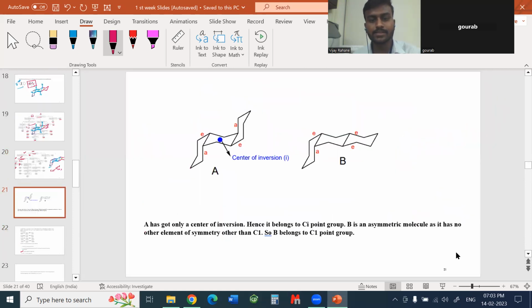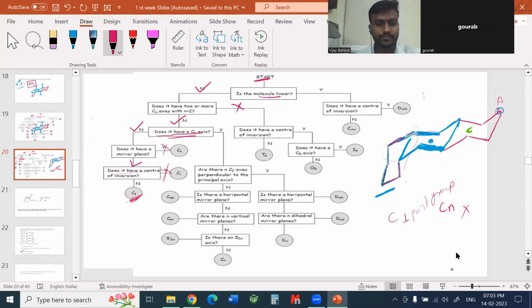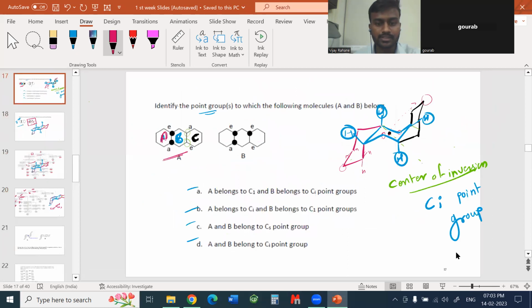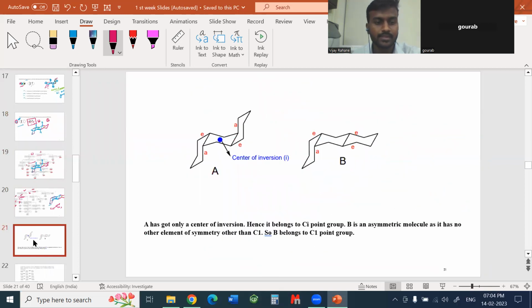So we'll take the next examples. So the correct answer, we'll just pick the correct check here. Yeah, the first molecule belongs to the C1 point group, and the second molecule belongs to the C1 point group, since it doesn't have any kind of symmetry element. It has, sorry, only the identity present, so the molecule belongs to the C1 point group.